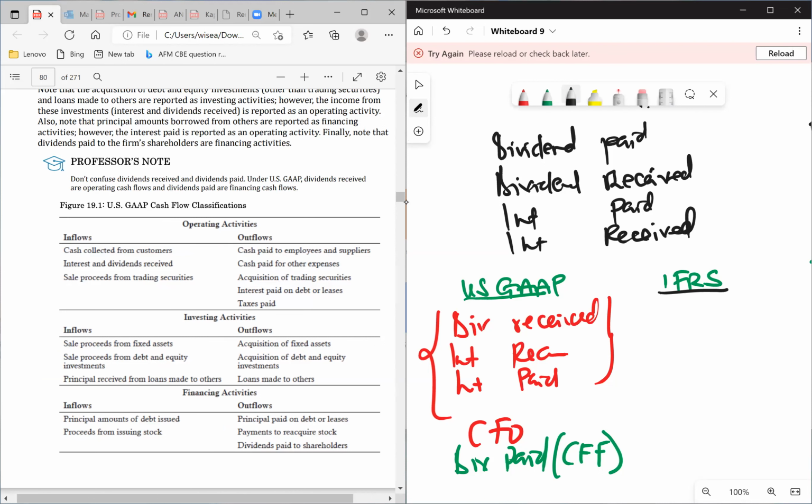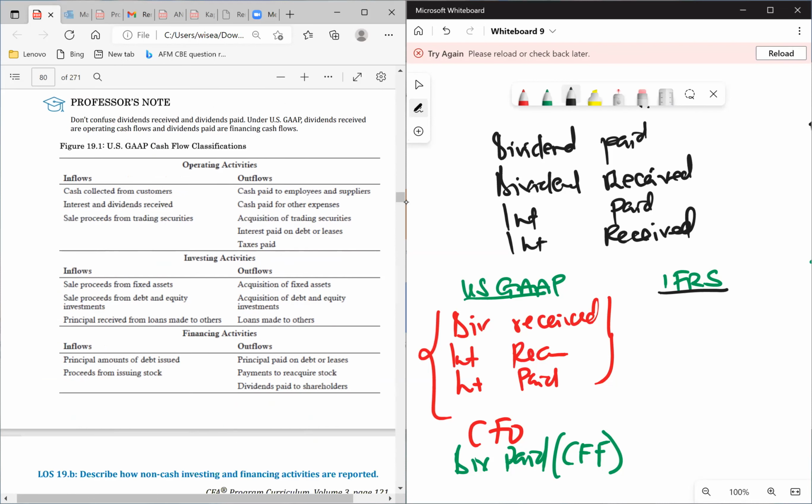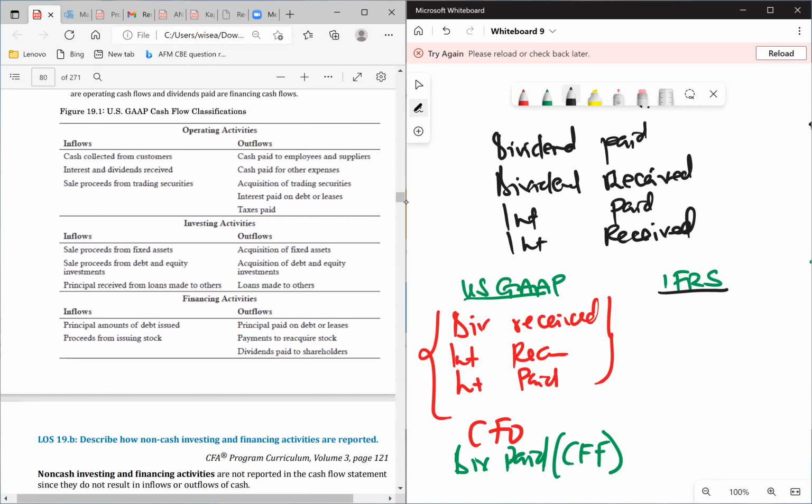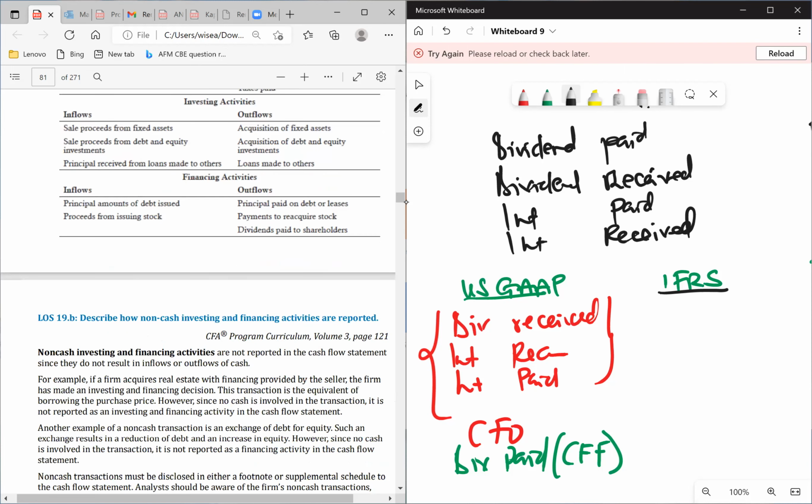of operating activities. For investing activities, they will see proceeds from sale of fixed assets, proceeds from sale of debt and equity investments, and then principal received from loans made to others, typically for banks. Then outflows will be acquisition of fixed assets, debt and equity instruments, and loans made to others as well. Then inflows for financing activity will be principal amounts of debt issued. So if you issue loans and receive, it will be cash inflow for financing activities.